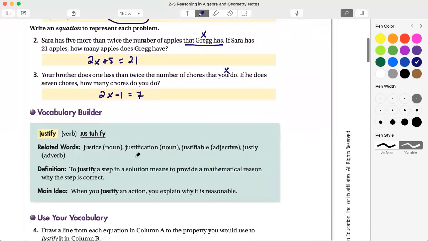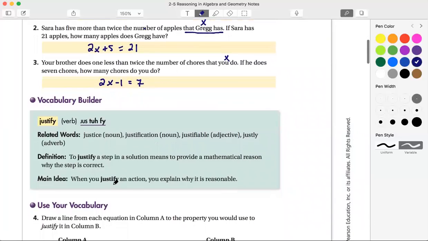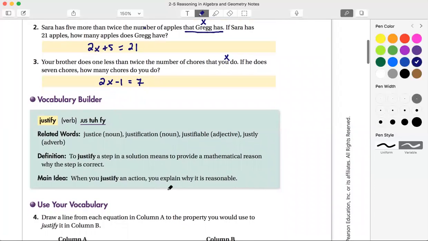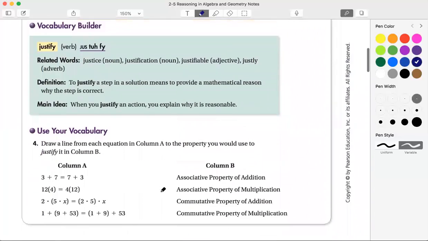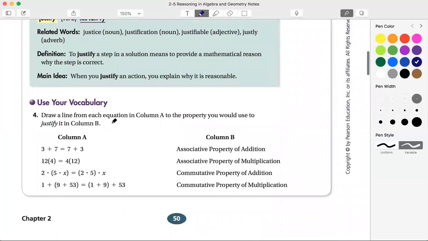To justify comes from some related words: justice, justification, justifiable, justly. The definition: to justify a step in a solution means to provide a mathematical reason why the step is correct. When you justify an action, you explain why it is reasonable. So draw a line from each equation in column A to a property we would use to justify it in column B.